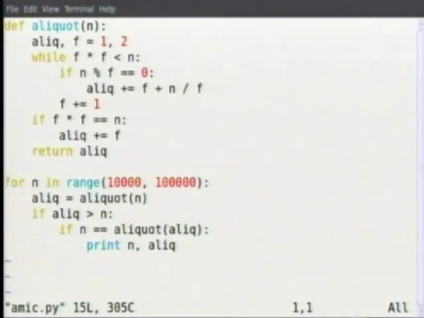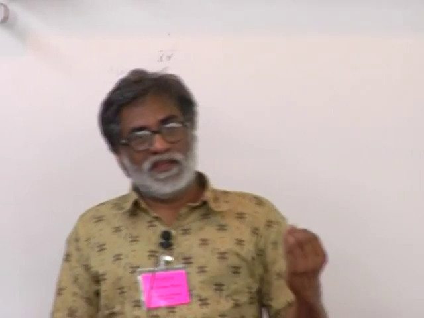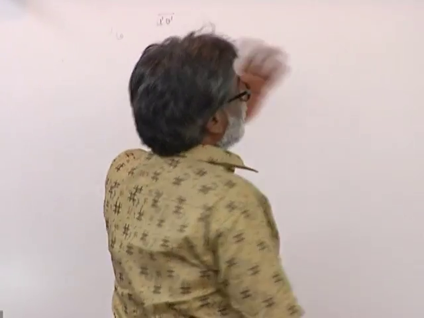If f is a factor, n by f is obviously another factor, so there is no need to find it twice. Another wrinkle which I do not know whether anybody noticed: you cannot run it all the way to n divided by 2. Your divisors will be from 2 to the half of that number. Sorry, not half, the square root of that number. 2 to square root of that number. Because for every factor below the square root, there is a corresponding factor above the square root. So if I can find all the factors below the square root, I automatically found all the factors above. That is where most of the speed up comes.